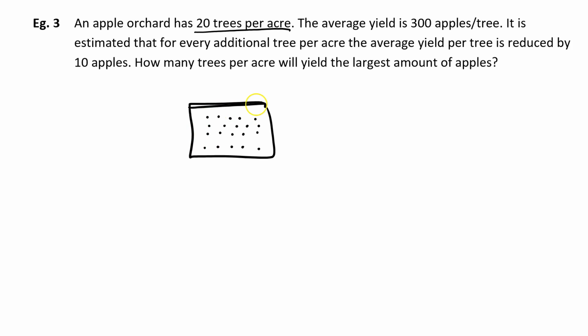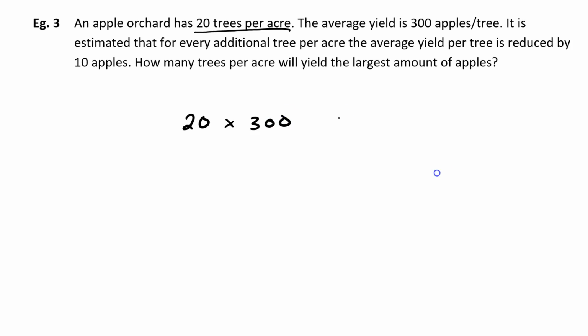If we add an extra tree, the yield per tree goes down just a little bit because of overcrowding. So how many trees per acre will yield the largest amount of apples? Because it's that sweet spot, right? If you add another tree, so say you have 20 trees times 300 apples, that's going to be 6,000 apples.